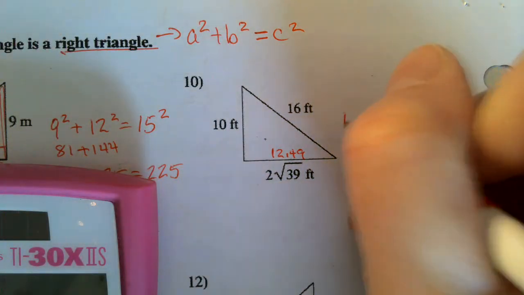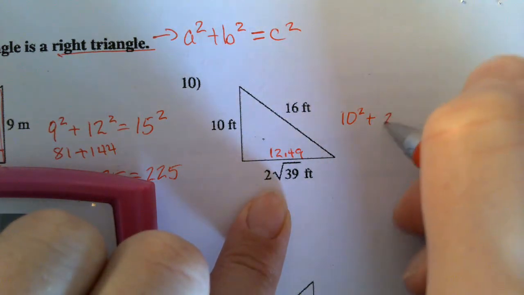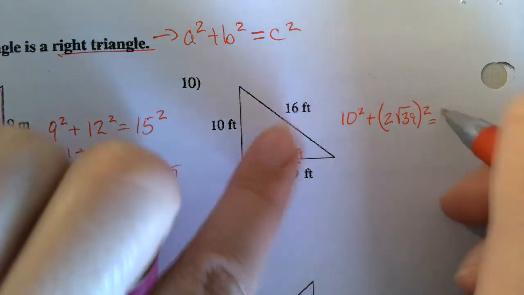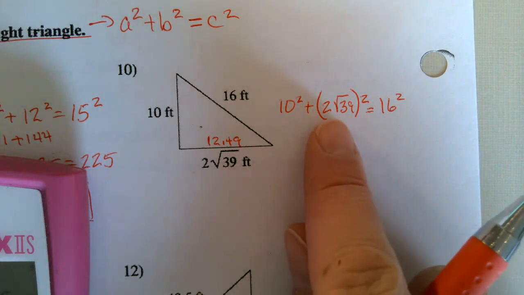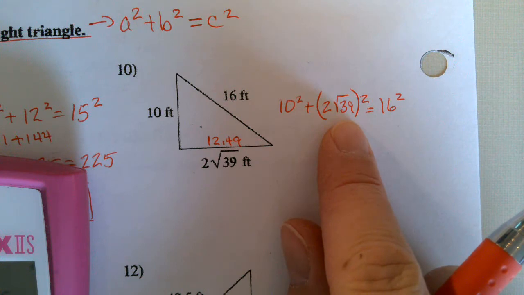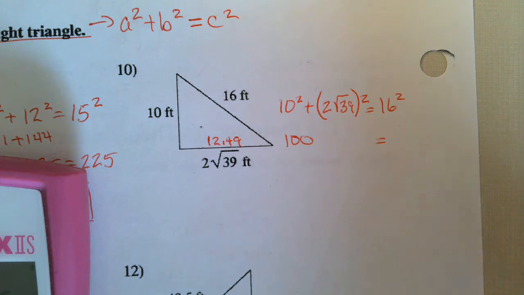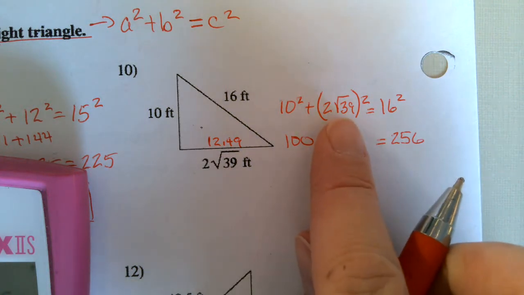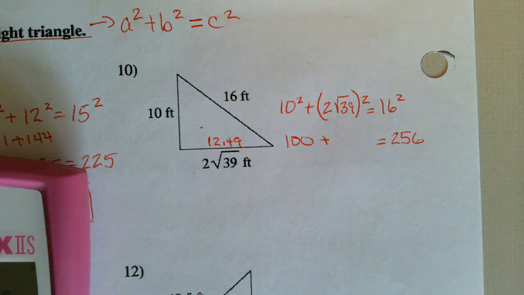So when I go to do this, it's going to be 10 squared, because I need to go back to the original. 2 square root of 39, but I have to put it in parentheses squared, equals 16 squared. So honestly, this is my concern right here. This is an issue. Now, 10 squared is 100. And I believe 16 squared is 256. Yes. What is this? Take a minute, put this in your calculator, and tell me what you get. I'm expecting maybe a right answer, but I'm expecting some wrong answers.